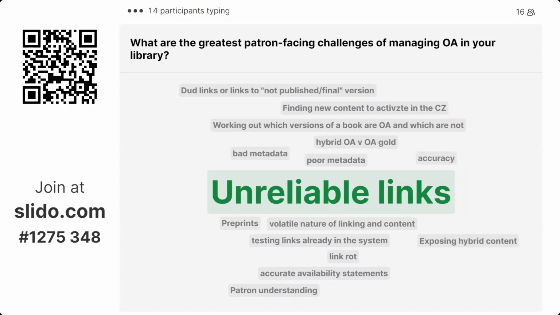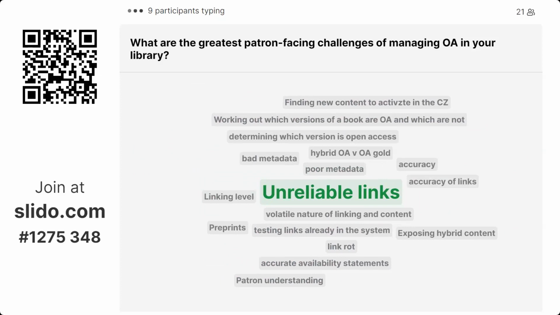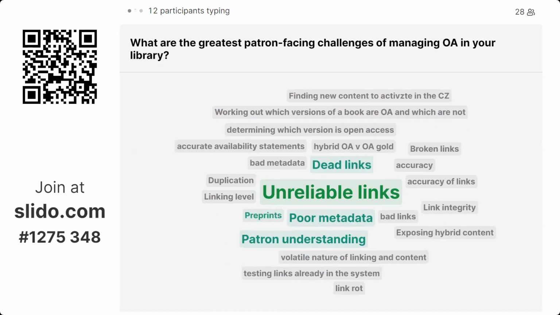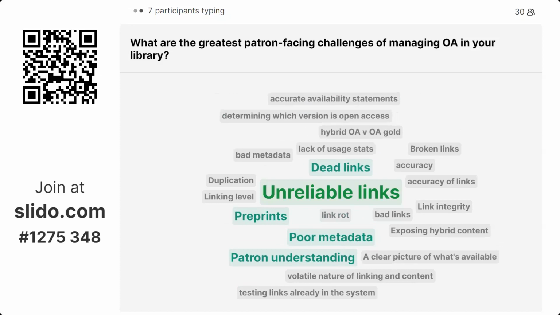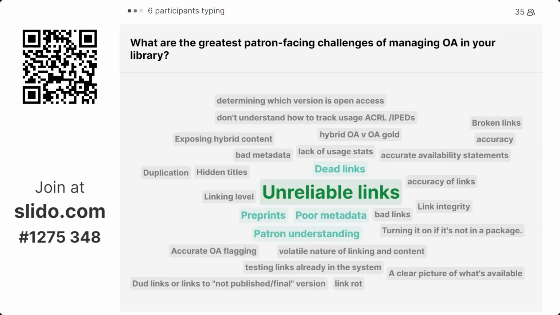Right, unreliable links is really big here. Great. Keep them coming. I think that unreliable links is an issue, and it comes from how we can trust the links, who is the owner of the open access content, and who maintains the platform for publishing the open access content.